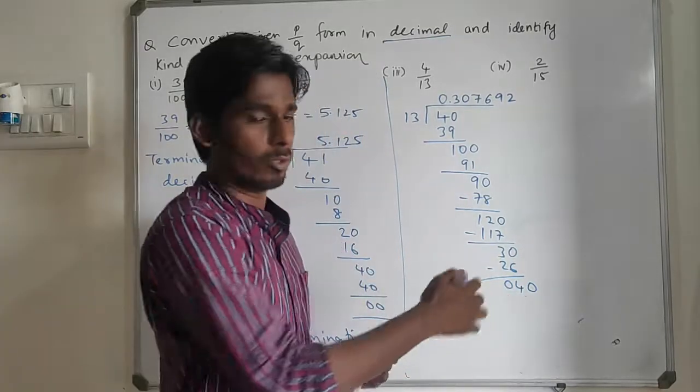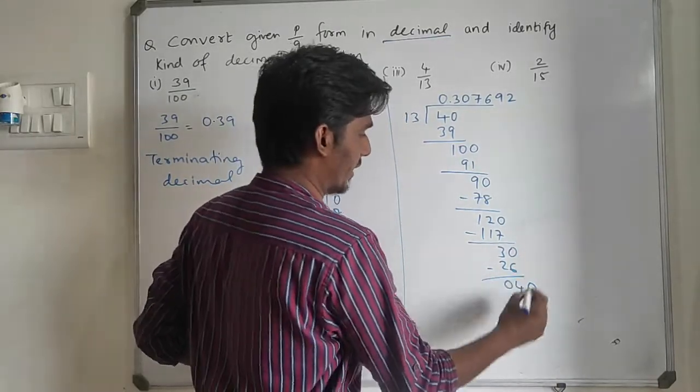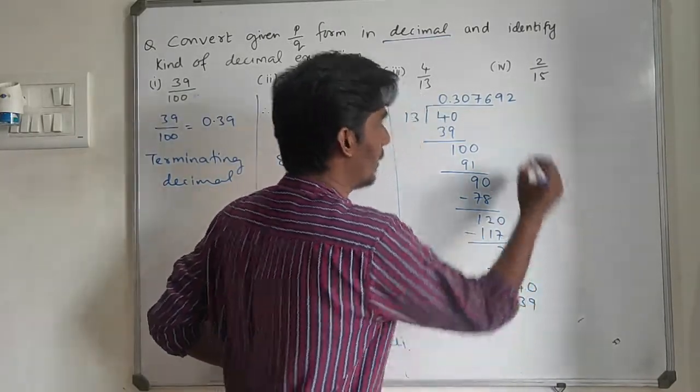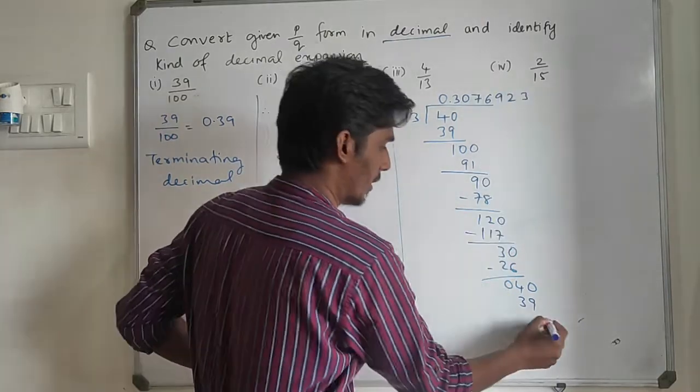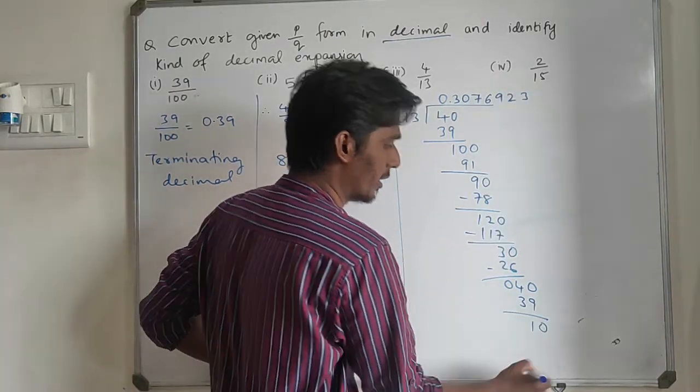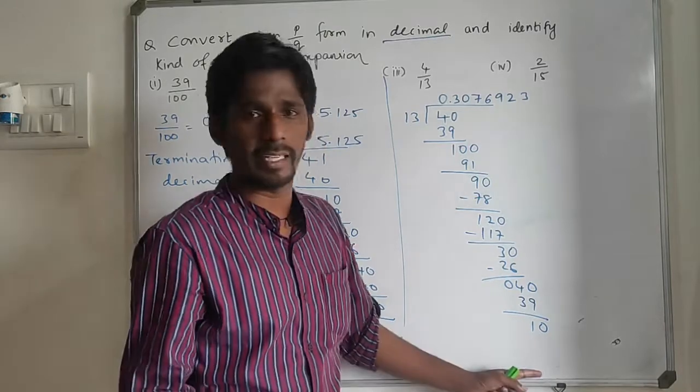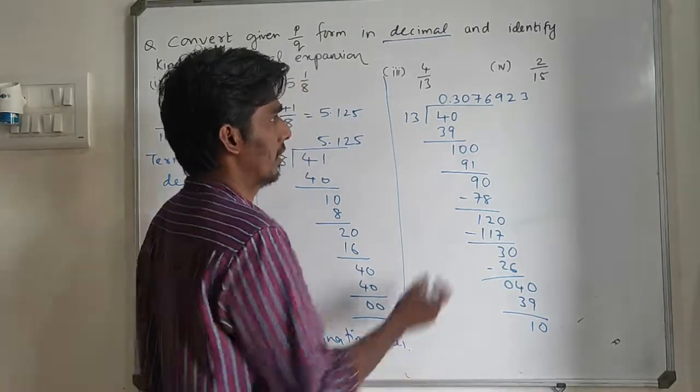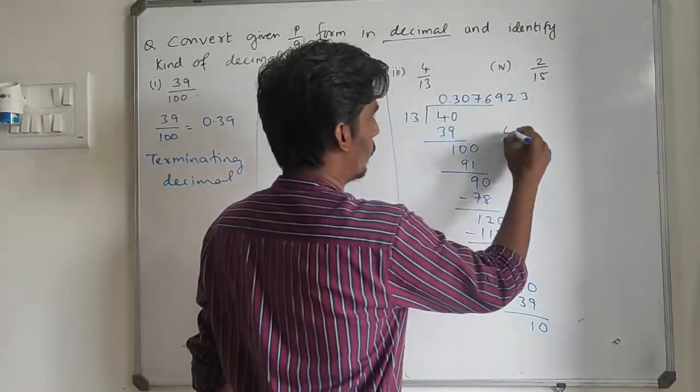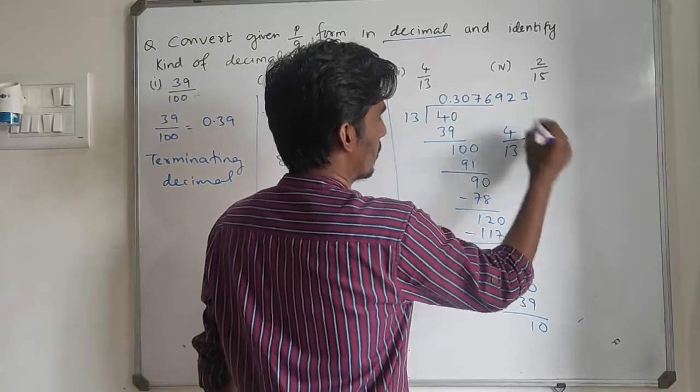Suppose by mistake you keep on going here. Then again you will take 39, 3 times. Then here it's 1 and 0. Then again you get the same numbers again and again. So what does it mean? The answer of this 4 by 13 is what?